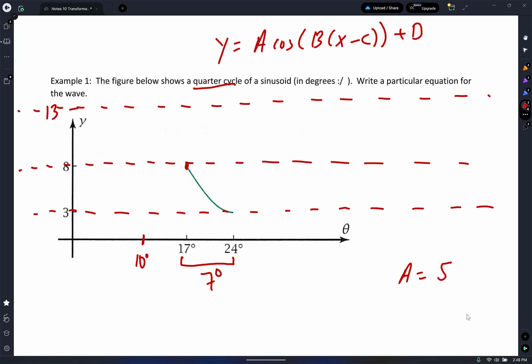And you go from a point of inflection. At 10 degrees, you should be at a max. So at 10, put a point at 13. And then I'm going to go another 7 degrees to the left. So I'm going to say 3 is like right here. And I'm going to be at a point of inflection. So put a point at 3, 8.